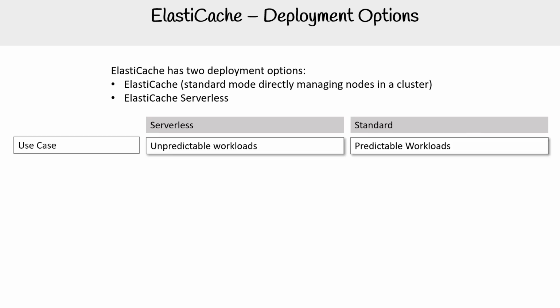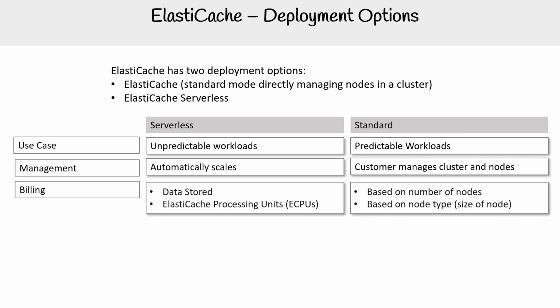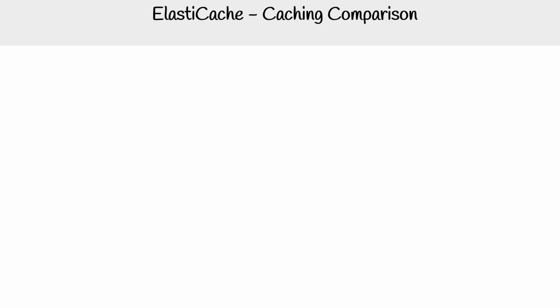The use case for serverless is unpredictable workloads. Standard is for predictable workloads. Management automatically scales for serverless. For standard, you're managing the cluster and nodes. For billing, serverless is based on data stored and eCPU units. I have no idea how those calculations come into play, but apparently that's a thing for the serverless one. For standard, it's based on the number of nodes and the type of node. Just like picking an EC2 instance, you pick a size. The standard one can be deployed on-premise via AWS Outposts, which is worth pointing out.